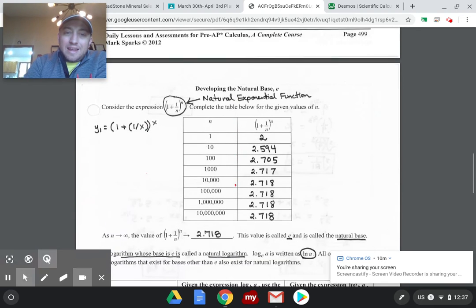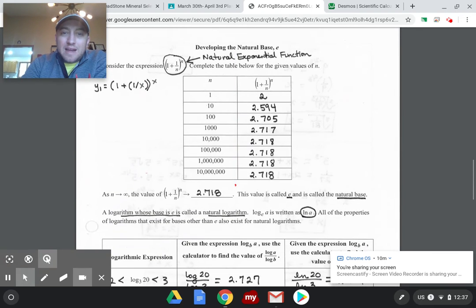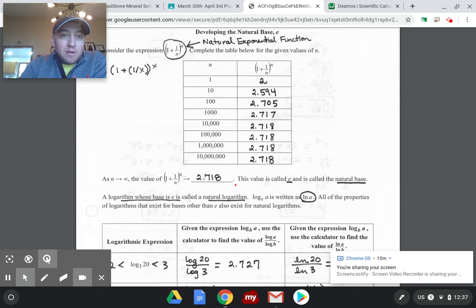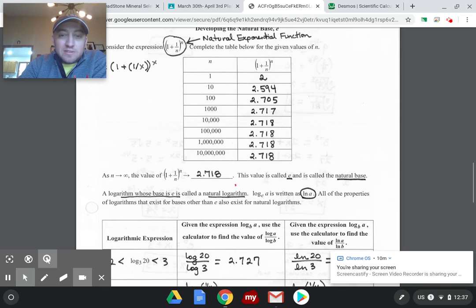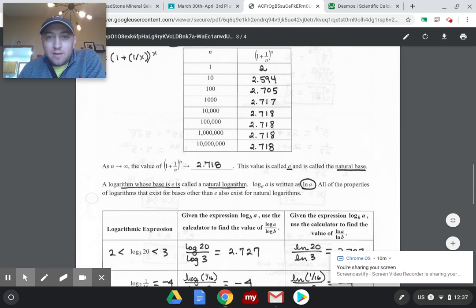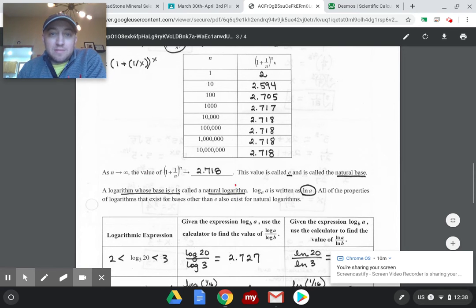So then they kind of get into developing the natural base of e. e is a unique number. It is very much like pi, where it's an irrational number. And this expression over here, 1 plus 1 over n to the nth power, the larger number that you plug in for n, the closer you're actually going to get to that exponential number, e.